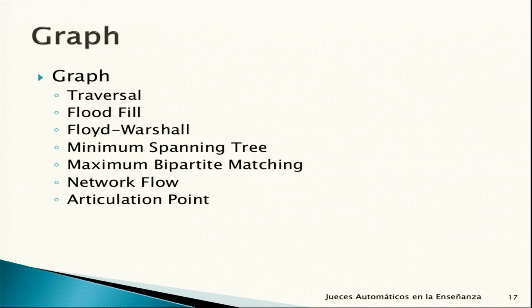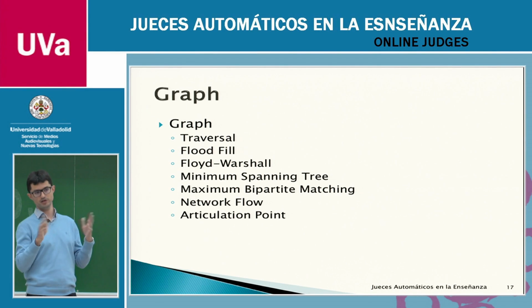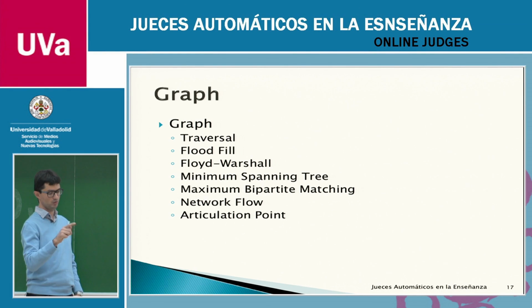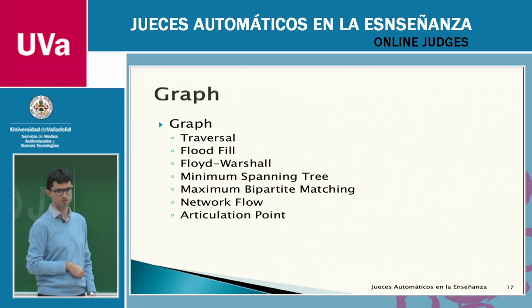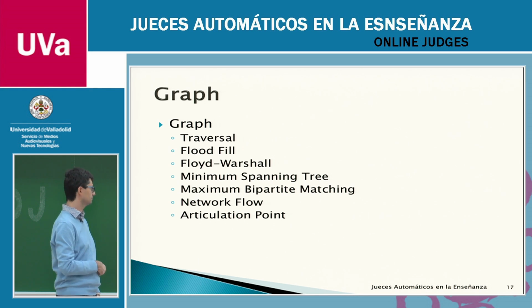Other classical problems are the graph ones. Here are some of the most usual things you will find. Traversal of the graph to find some routes. Maybe some flood filling. This is what happens when you are drawing something in Paint and you want to fill something with one color. These are the kinds of algorithms that are used there. Maybe you want to find how to go from one place to another in the graph, so this is the classical Floyd algorithm.